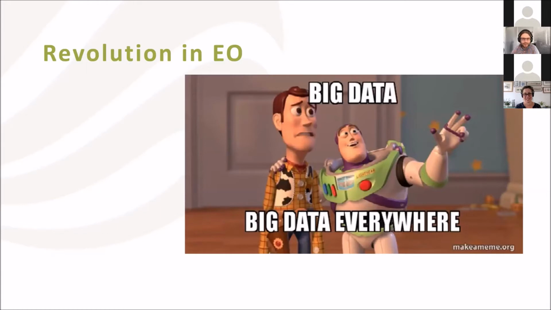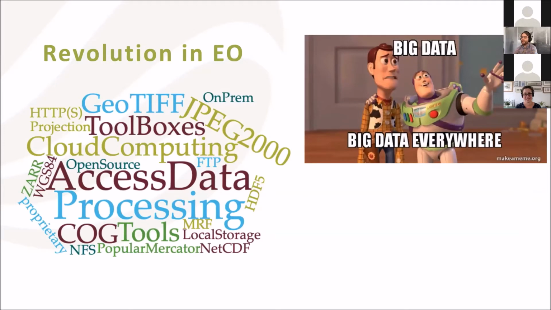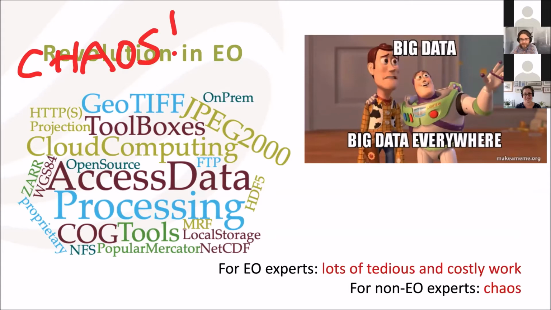Recently, I would say that we've entered the era of Earth observation data. We're talking about big data everywhere, and it's really a lot of it. But what that actually boils down to is a lot of technical issues and problems that we're all having. So instead of calling it a revolution in EO, I rather call it chaos in EO. Well, maybe not chaos for Earth observation experts, but definitely it means a lot of tedious and costly work for everybody to make any kind of sense out of this huge amount of data.